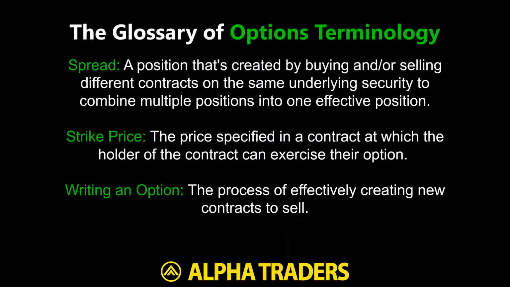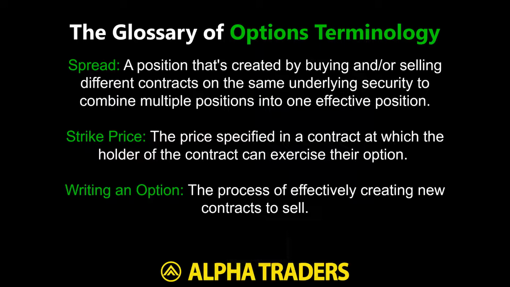Okay, strike price. The price specified in a contract at which the holder of the contract can exercise their option. That should be relatively straightforward. And then writing an option. The process of effectively creating new contracts to sell. So we haven't gotten into writing options yet. That is actually fairly advanced in the options world. There are plenty of options traders that have traded for 5, 10, 15 years, and they've never written an option in their life. But I did want to throw it in there because it is kind of important to understand where options even come from.